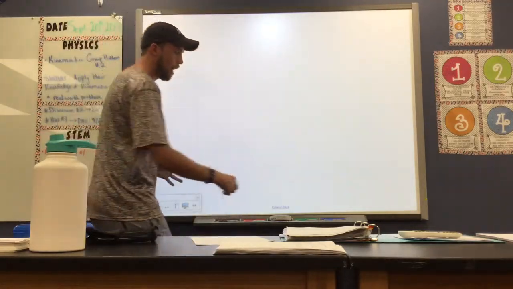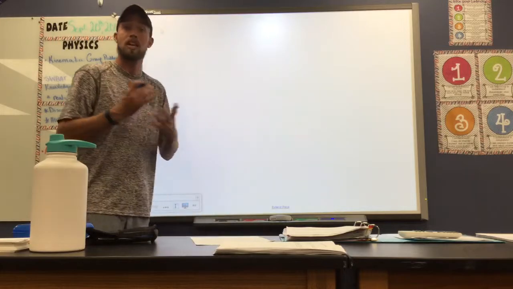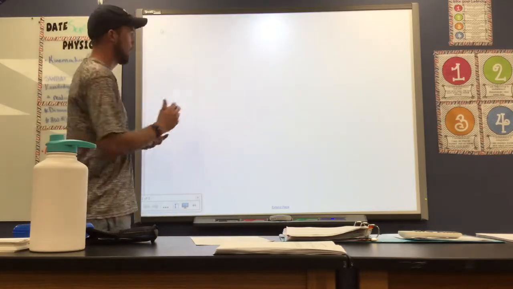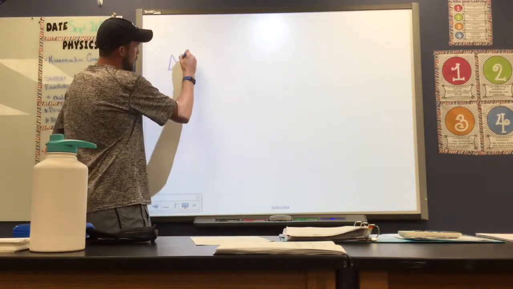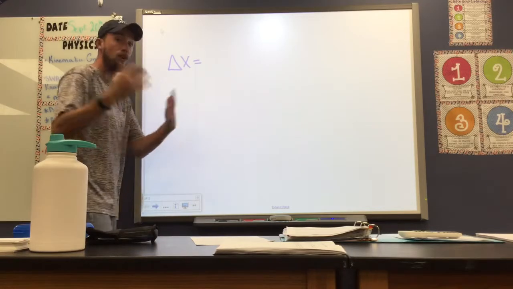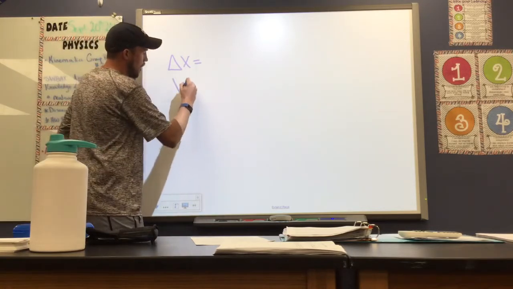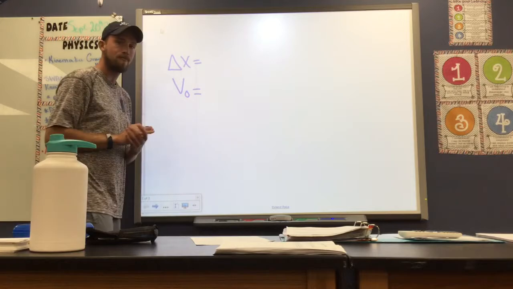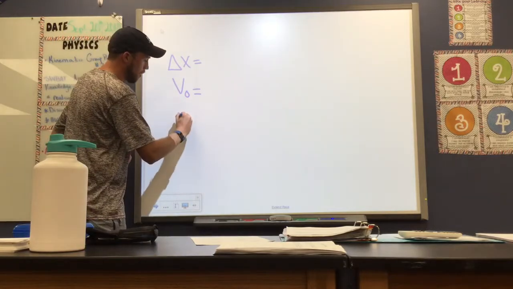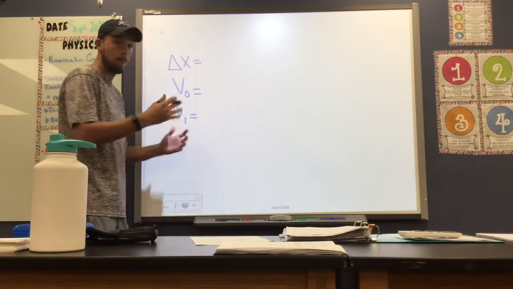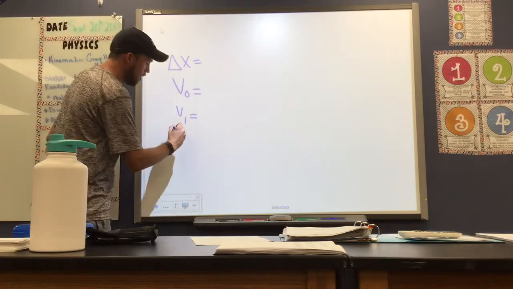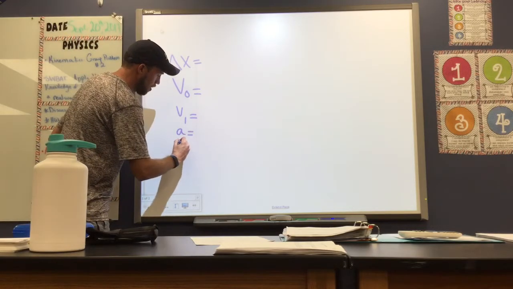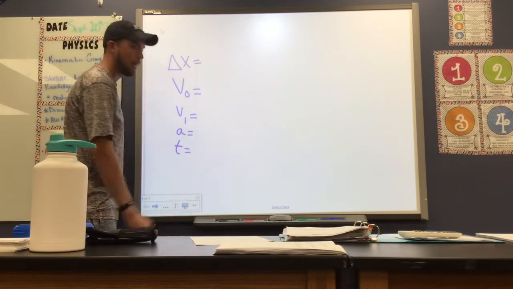So I'm just going to start by listing out the variables that I could potentially be dealing with here. Delta x, that's our displacement, how far something travels. V naught, my initial velocity, in whatever scenario I'm dealing with. V1 is going to be my final velocity in this scenario. A is my acceleration, and t is my time.